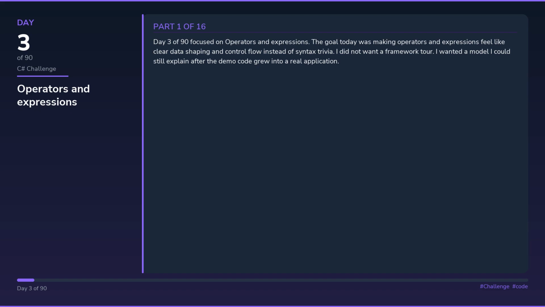Day 3 of 90 focused on operators and expressions. The goal today was making operators and expressions feel like clear data shaping and control flow instead of syntax trivia. I did not want a framework tour. I wanted a model I could still explain after the demo code grew into a real application.